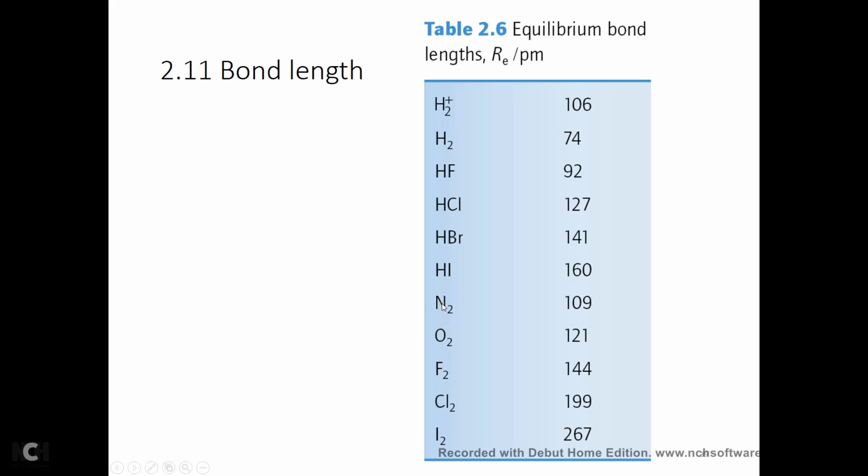Now let's look at different bond orders. Nitrogen 2 has a triple bond, and the bond length is short. O2 has a double bond with a longer bond length. F2 has a single bond, and the bond distance is longer.